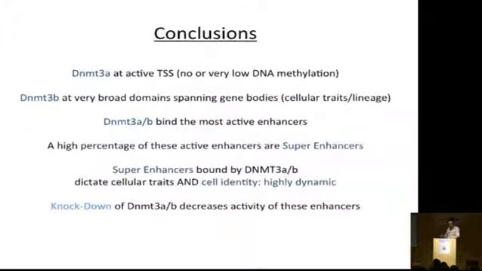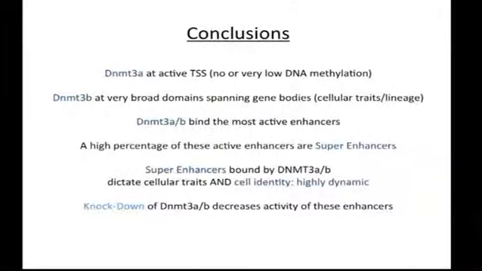The conclusion I want to give you today is that DNMT3a binds active transcriptional start sites, DNMT3b binds very broad domains spanning gene bodies, and DNMT3a and DNMT3b bind the most active subset of enhancers. A high percentage of these active enhancers are actually super enhancers, something that I couldn't talk about today, but it looks very interesting because it dictates cellular traits and cell identity. And knockdown of DNMT3a and DNMT3b decreases the activity of these enhancers.